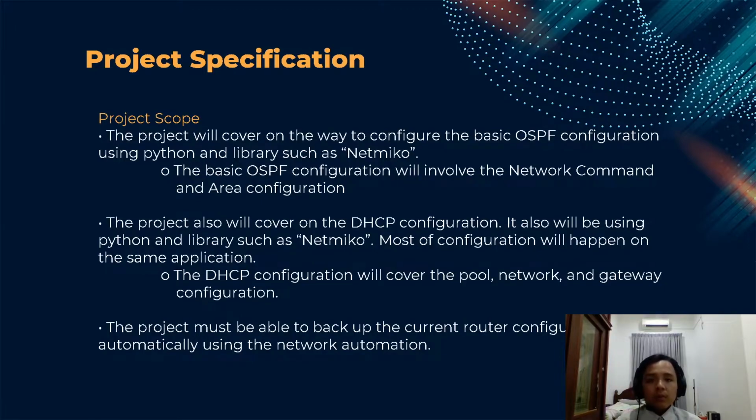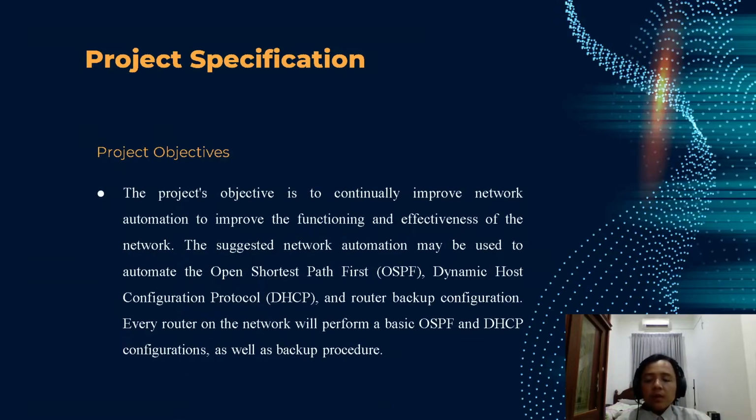And the third project scope is that the project must be able to back up the current router configuration automatically using network automation. Next, we move on to the project objectives. The project objective is to continually improve network automation to improve the functioning and effectiveness of the network. The suggested network automation may be used to automate Open Shortest Path First or OSPF, Dynamic Host Configuration Protocol or DHCP, and router backup configuration. Every router on the network will perform a basic OSPF and DHCP configuration as well as the backup procedure.